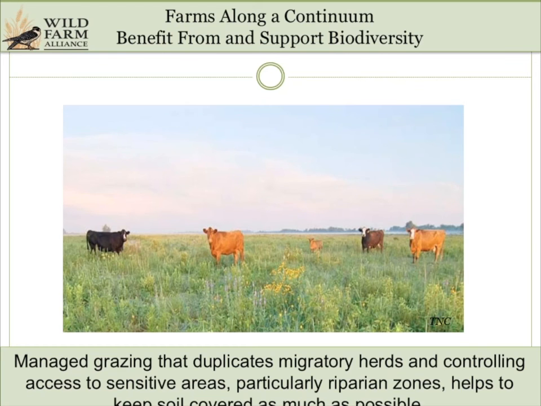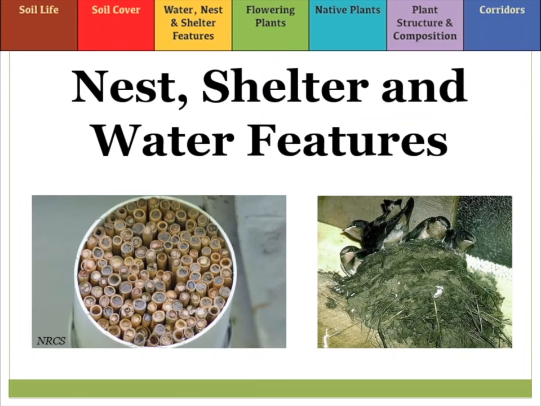Keeping the soil covered as much as possible can also occur in livestock operations, like through the use of managed grazing, where the focus is not just on production of the livestock, but keeping healthy forage there that covers the soil, and also managing livestock so their access to sensitive areas, particularly riparian zones, is restricted or at least monitored to ensure that the soil is covered as much as possible.